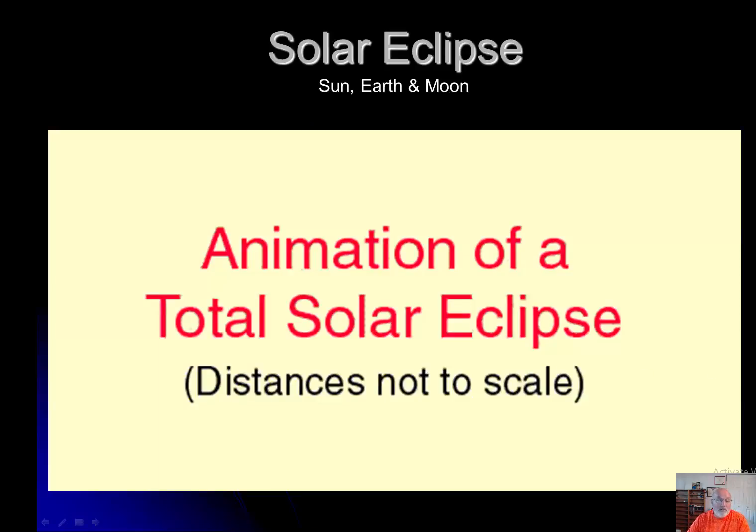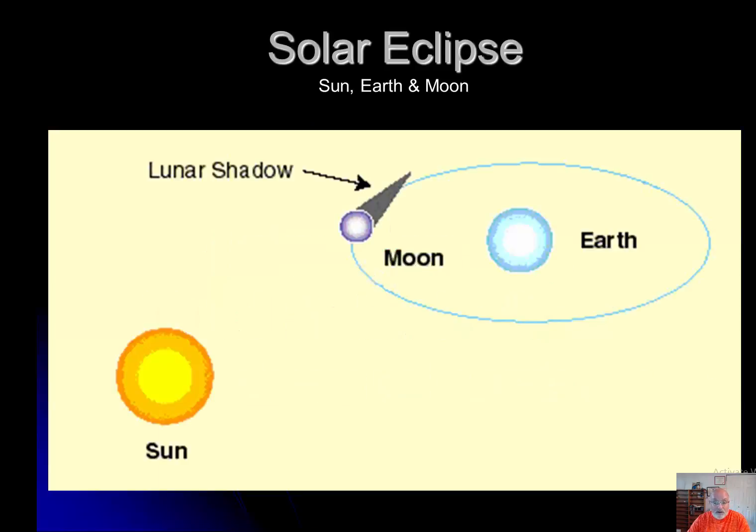Here's an animation of a solar eclipse, and it takes a while for the animation to actually load. You see we have a sun, we have an Earth, and we have a moon.